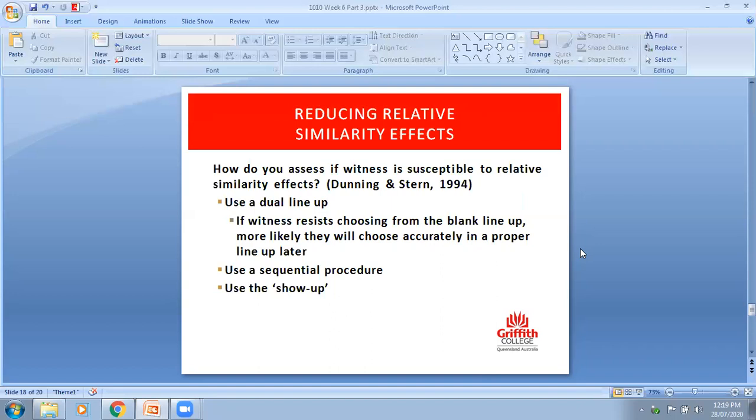And the show up is more used in the US, and this is where the witness has to identify if a single person is the culprit or not, usually from being shown a single photo. And you'll see that a lot in TV shows, where the police officers will bring a photo up on their phone or whack it out of their pocket and say, is this the person that you saw? Okay, so that's just called the show up, where they're only shown one photo.